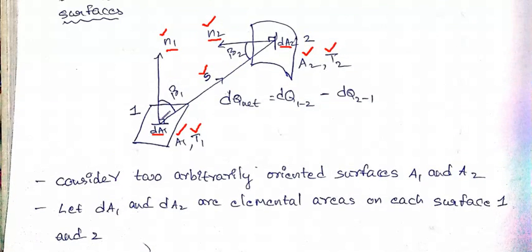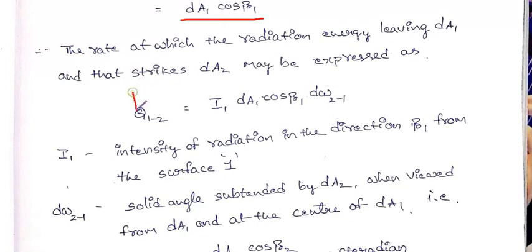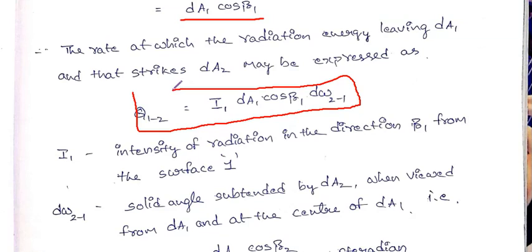So the rate of radiant energy leaving this elemental area dA1 and hitting the elemental area dA2 can be expressed by using this expression, that is Q12, radiation emitting from the surface 1 and received by the surface 2. Whether it is absorbed by the surface 2 or not, we do not worry about that, it doesn't matter. Just the radiation emitted by the surface 1 that strikes the surface 2 can be represented by I1 dA1 cos beta 1 into d omega 2 to 1.